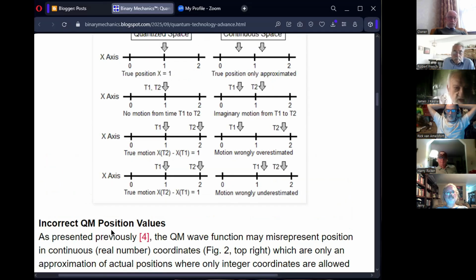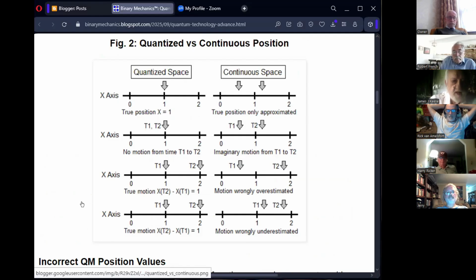What are we talking about here? Let's look at the graphic. I hope that this helps a little bit. Okay, here's your wave function on the right, and the binary mechanics idea here on the left. Here let's say we've got a true position on the x-axis equal to 1. And over here, we've got our continuous measurements, which will only approximate the true position, which is 1. But this is closer to 1 than 0.